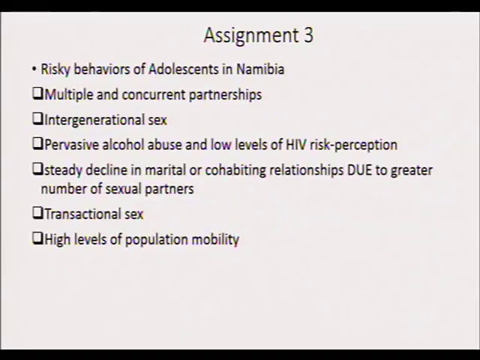So we are going to go now to assignment number 3, where we are going to look at the risky behaviors of adolescents and what we can call young people. We know that when we talk about the youth in Namibia, we talk about the ages of 15 up to 30. But we also know that young people as young as 12 or 11 are already sexually active. In this presentation, we're going to look at the youth from 15 up to 30, 35 years.